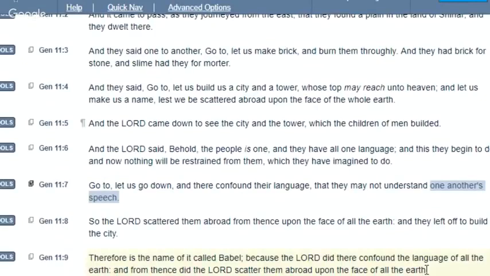And if you look at all these languages, they all have some form of Hebrew root to them. All right, one of the closest being Arabic, which has Hebrew in it, because it's a mixture of Hebrew in there. It says, so the Lord scattered them abroad from thence upon the face of all the earth, and they left off to build the city. Therefore is the name of it called Babel. Now the word Babel comes from the Hebrew word Babal, which means confusion. And it was called that because there was all these different languages speaking, and no one understood each other.